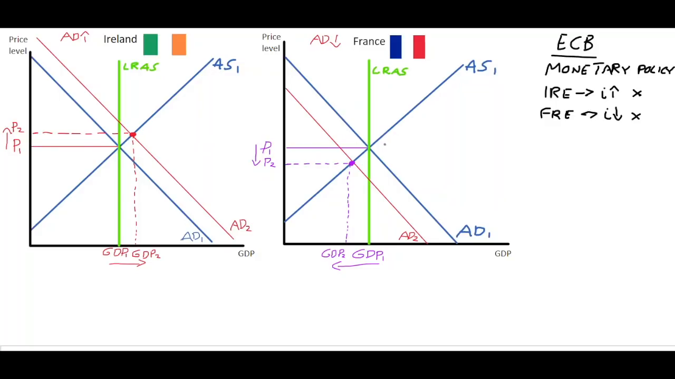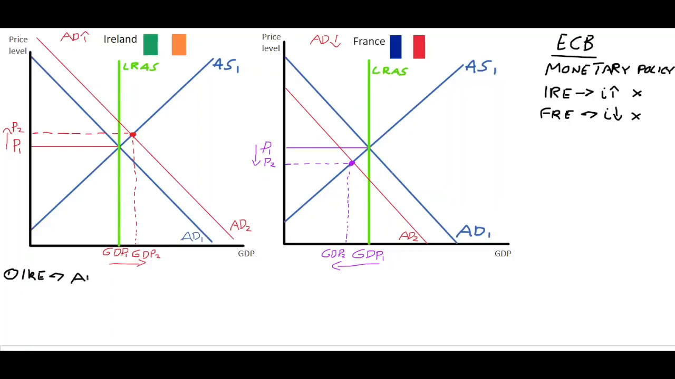So in this situation, there is another automatic adjustment mechanism that could return the economies to their long-run growth. For the Irish case over here, for number one, if we go with Ireland, we have seen that the aggregate demand level has fallen in this case.